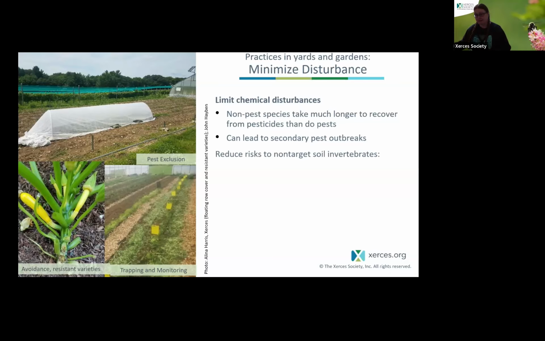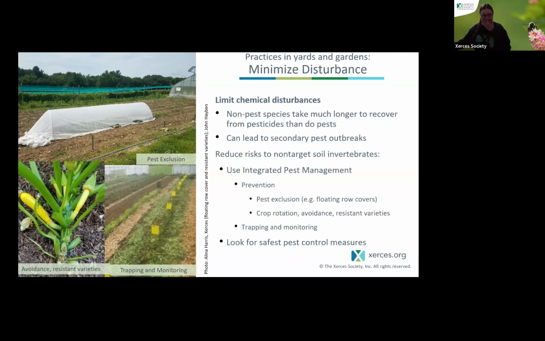Reducing risk to non-target invertebrates. The way we go about that is using an integrated pest management program, starting with prevention, right? Using those cultural practices that prevent pest outbreaks, such as pest exclusion, floating row covers like you see in this top, physical barriers so that pests cannot get to that plant. Crop rotation, of course, we all know, breaking those pest cycles in the soil is really important for a lot of crops. So rotating crops, avoidance techniques, using resistant varieties, and then trapping and monitoring, right?